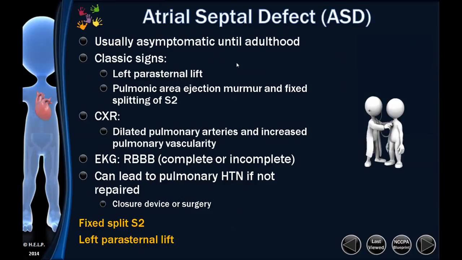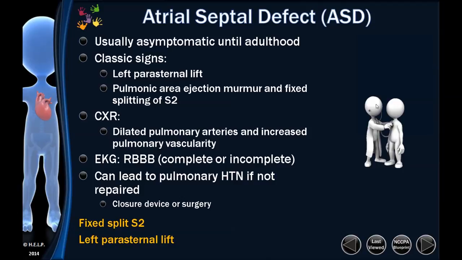The ASD is a very common heart murmur. They like to ask questions about this one because it has some specific traits. It has a classic sign of a left parasternal lift, but it also has a pulmonic area ejection murmur and a fixed splitting of S2. What they mean by the fixed splitting of S2 is, if this was the left atrium and this was the right atrium, there's a hole here, so blood goes from the left atrium, because it's the stronger of the two, and pushes over to the right side.